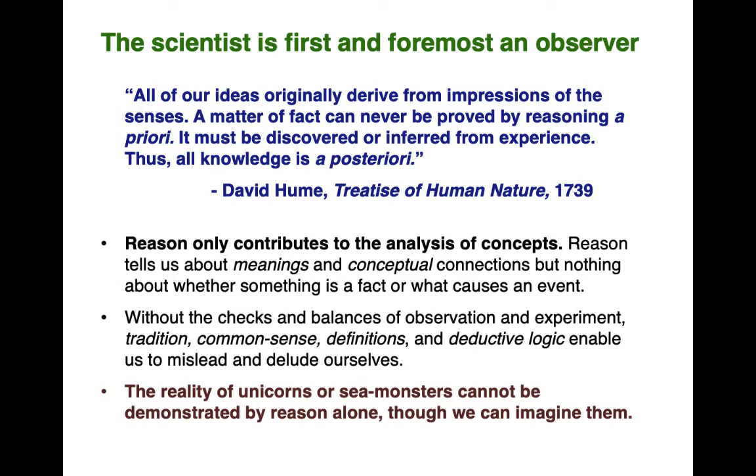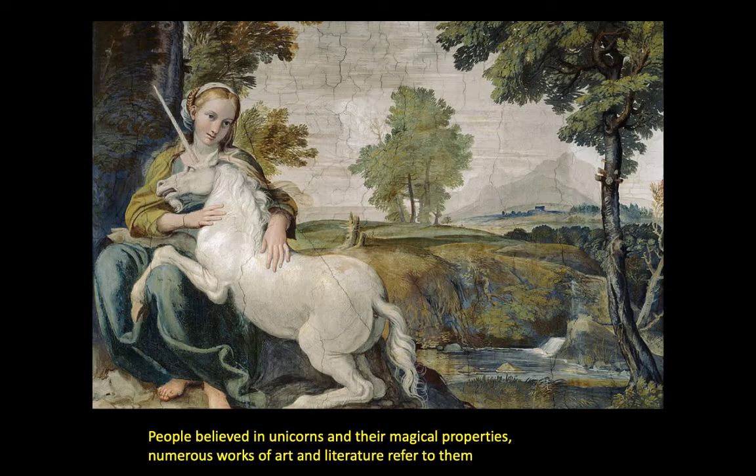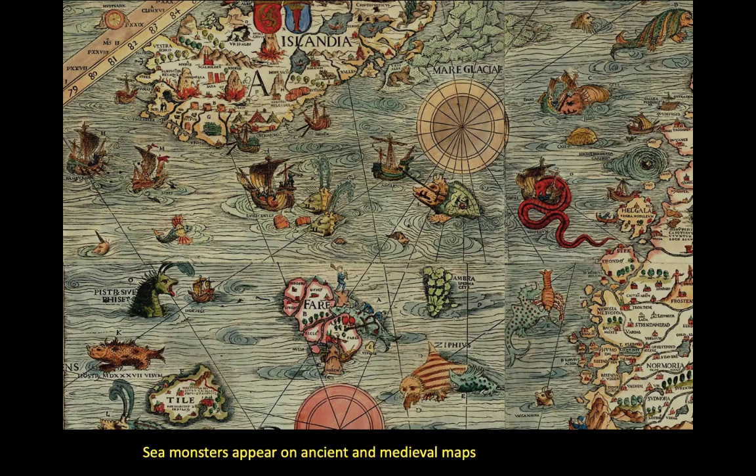Without the checks and balances of observation and experiment, tradition, common sense, definitions, and deductive logic enable us to mislead and delude ourselves. The reality of unicorns or sea monsters cannot be demonstrated by reason alone, though we can imagine them. We can imagine, using logic, what they would look like. People believed in unicorns and their magical properties. Numerous works of art and literature refer to them. Sea monsters appear on many ancient and medieval maps.